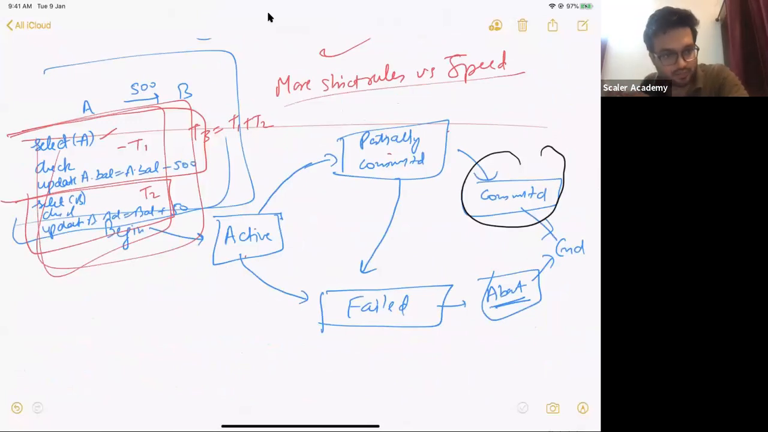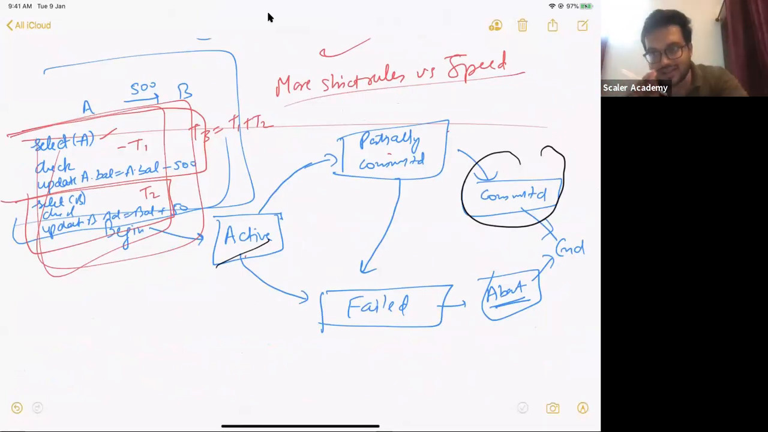The moment the transaction begins, it goes to this active state. What is a transaction basically? It's just a way of combining multiple SQL statements into one logical box. Do you guys understand that? A transaction is basically abstracting out and collating a group of SQL statements together, right?